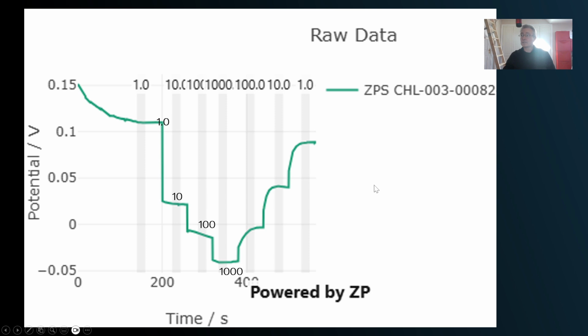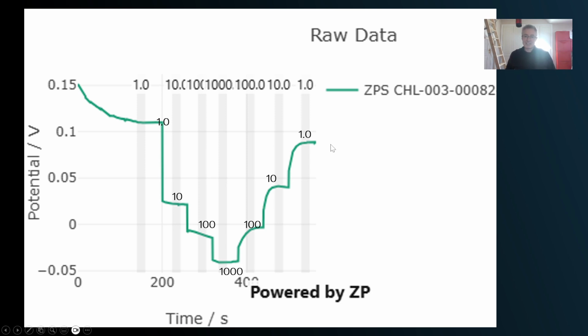And then we've got 1000 millimolar or 1 molar chloride concentration. Then we've got 100 millimolar, 10 and 1.0. So the reason I bring that up is because that's done in a continuous manner where we're changing the chloride concentration and you can see the sensor signal changing accordingly.